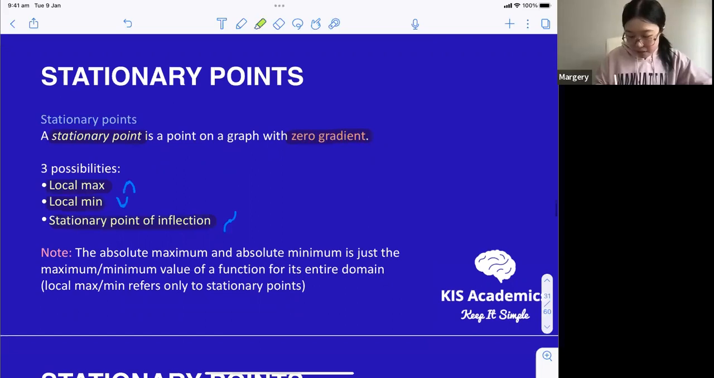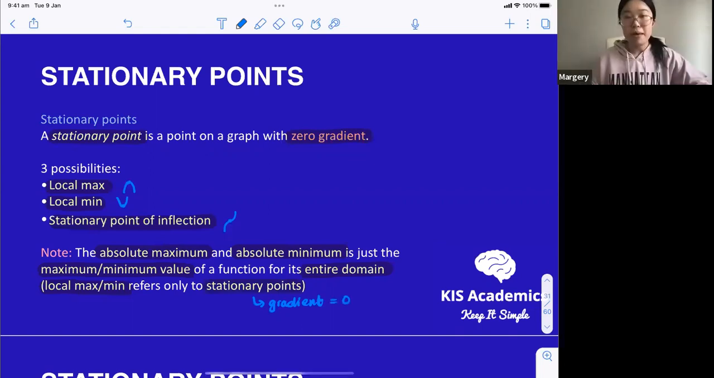In terms of the absolute maximum and the absolute minimum, this just refers to the maximum or the minimum value of a function over its entire domain. Whereas local max and local min only refer to stationary points, so when the gradient is equal to 0. But our absolute maximum and absolute minimum is when we consider the whole domain and see what the actual lowest y or the highest y value is.